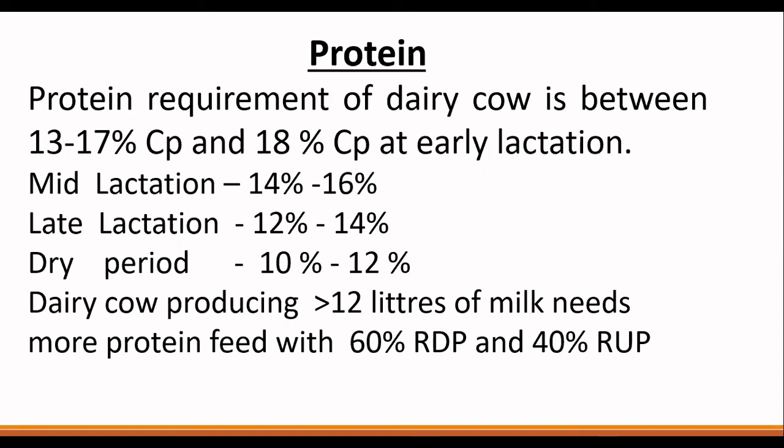Okay, a dairy cow producing 12 liters of milk needs more protein feed with 60% rumen degradable protein and 40% rumen non-degradable protein. So next slide, sir. And this comes to the end of the lecture.